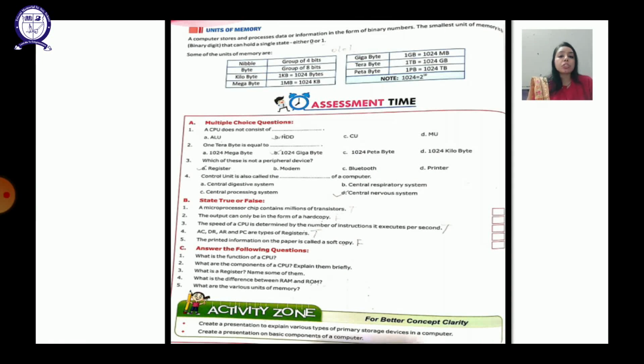The last question is, what are the various units of memory? We have learned about the various units of memory here: nibble, byte, kilobyte, megabyte. Write all this down in your notebook.